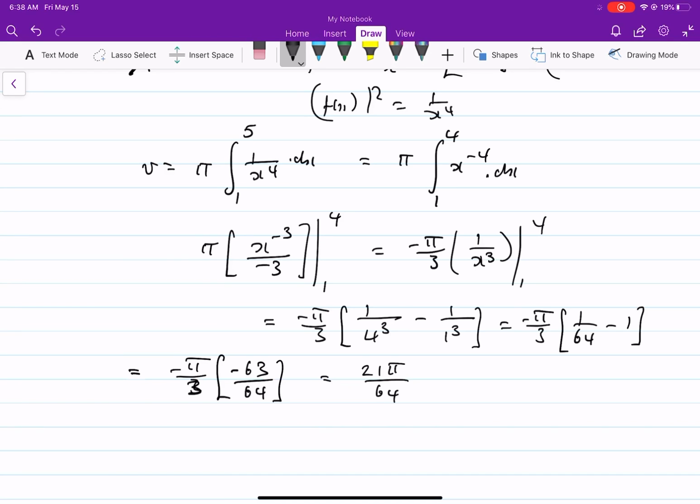And I don't think we can break that down any further. Units cubed. Volume of that shape is 21 pi upon 64 units cubed.